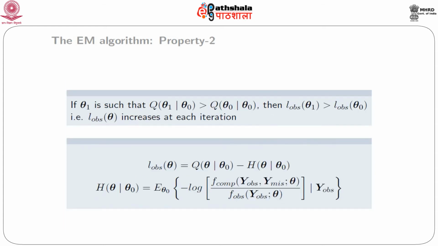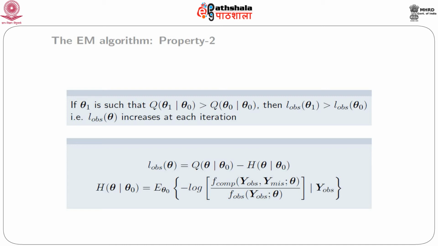Further, it is also possible to show that at each iteration, if theta 1 is such that q theta 1 given theta naught is greater than q theta naught given theta naught, then the log likelihood of the observed data at theta 1 is greater than the log likelihood of the observed data at theta naught. That is, at each iteration the log likelihood is increasing.